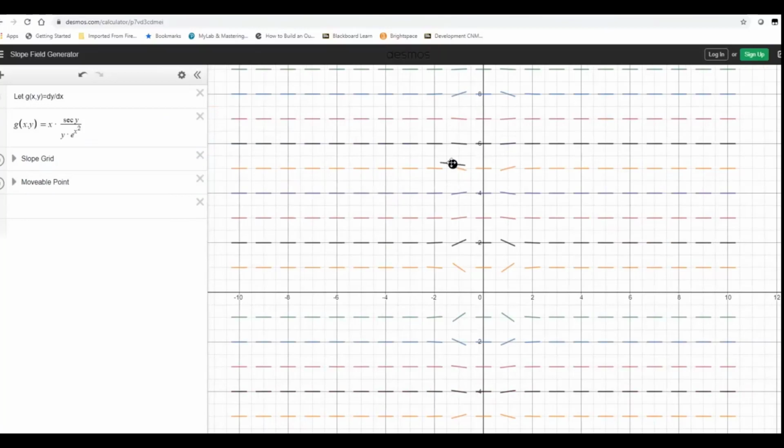So yeah, the solution curves are going to be these weird looking things. It would do something like that, looping over like that. So that's what slope fields tell us. Let's go back to the whiteboard again.